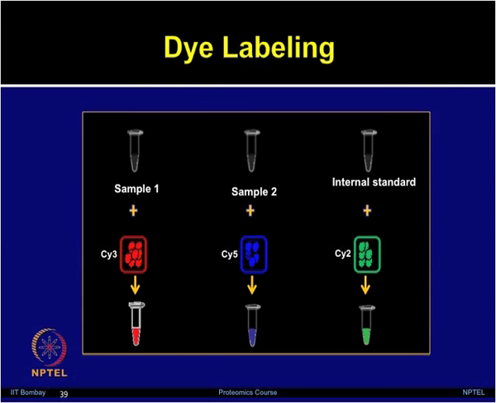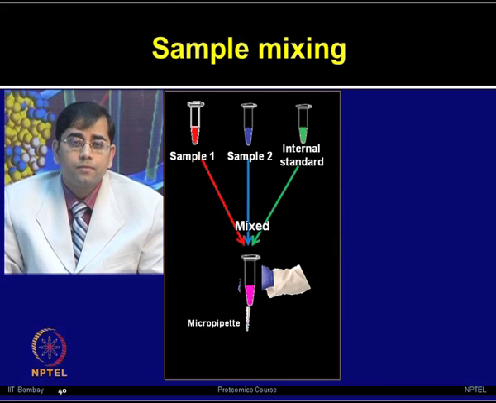Now, your control sample, treatment sample and internal standards should be labeled with different cyanine dyes. Internal standard is always fixed with psi 2 dye, but your control and treatment should be dye swapped. So, sometimes it should be psi 3 and then a few samples should be psi 5 and vice versa. Once labeling is done, then the samples should be mixed. So, all the 3 samples, psi 3, psi 5 and psi 2, should be mixed in one combined tube.